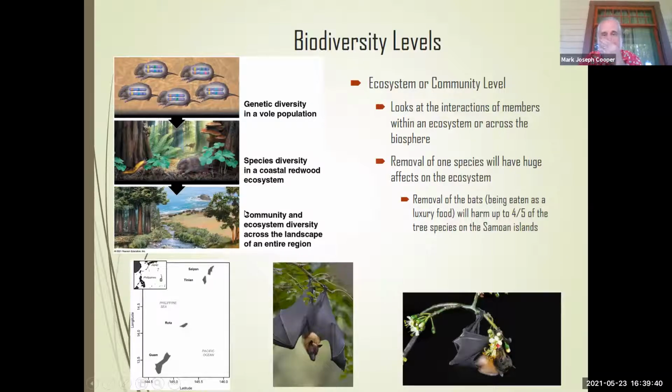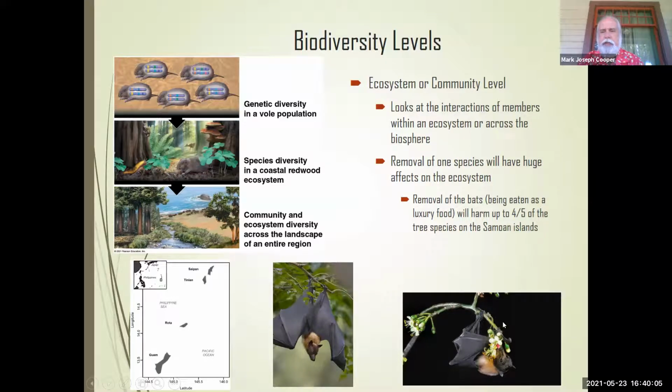All right, and then take it one more level. So now we're not looking at just the species level, but now we're looking at the communities and how they interact with each other. And so here you look at the interactions of members within an ecosystem and across the biosphere. So now we're looking at how everybody relates within here. And what happens with the removal of one species will or can have a huge effect on the ecosystem.